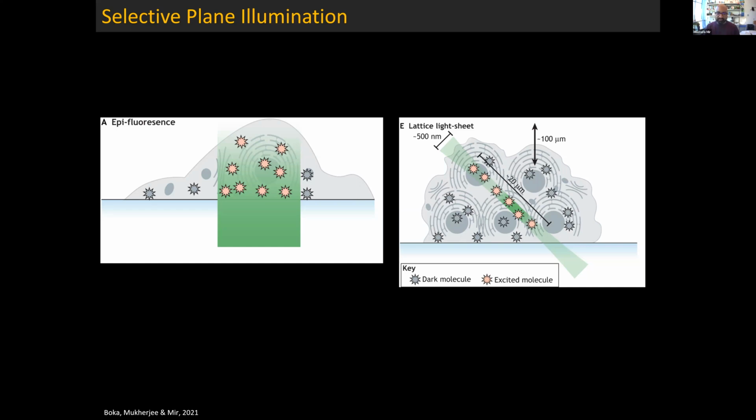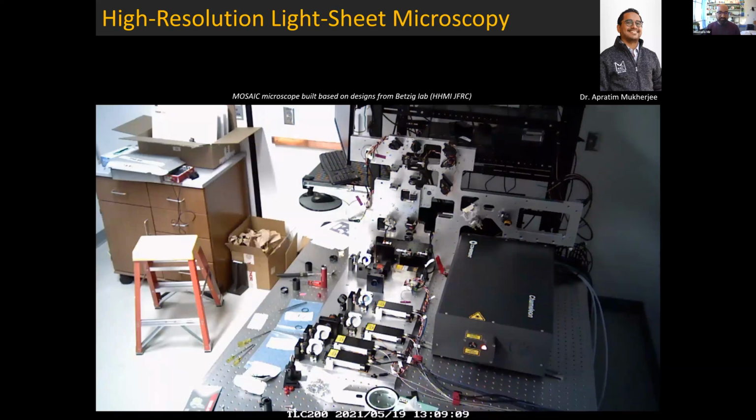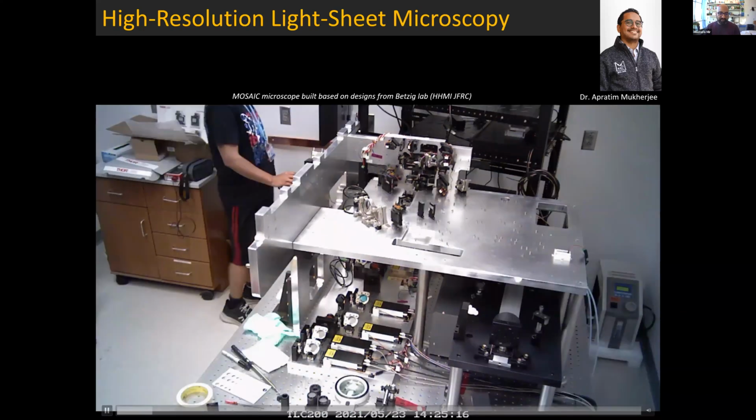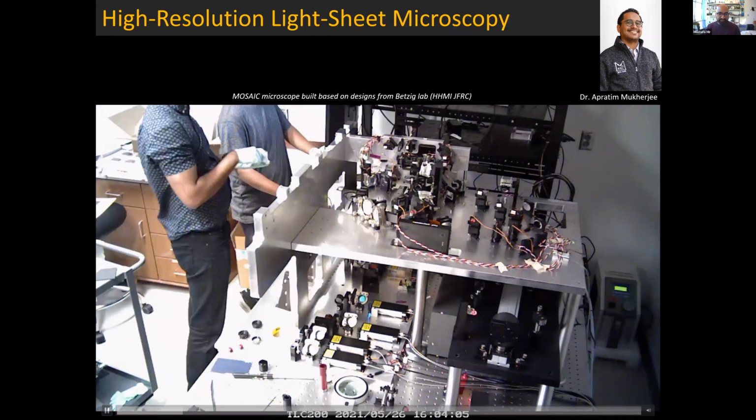So instead of illuminating the sample this way, the basic idea is that we illuminate the sample with a thin sheet of light. And we optimize the thickness of the sheet of light so it matches exactly the plane that we're imaging, so that no light gets wasted in this process. Now, in practice, to pull this off is actually quite a bit of effort. We use a type of light sheet microscopy called lattice light sheet microscopy. And the video you're watching is of my lab's construction of our state-of-the-art light sheet system, built based on designs from Eric Betzig's lab at the Janelia Research Campus.